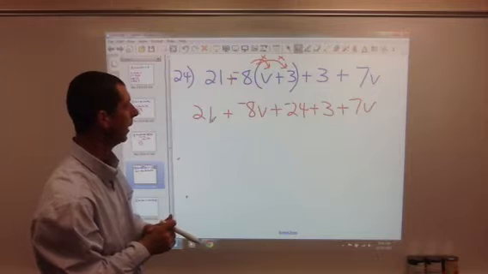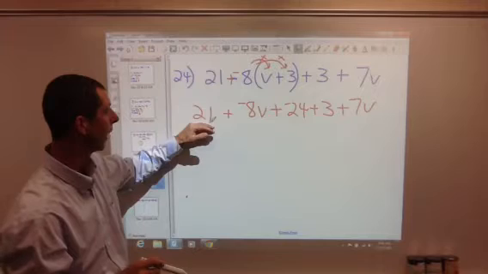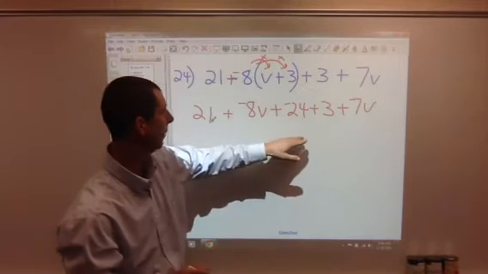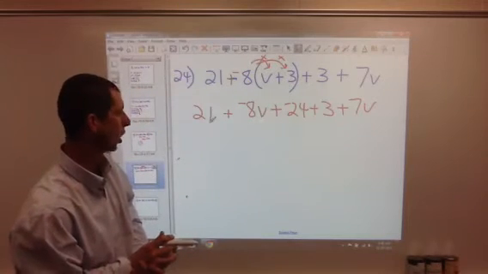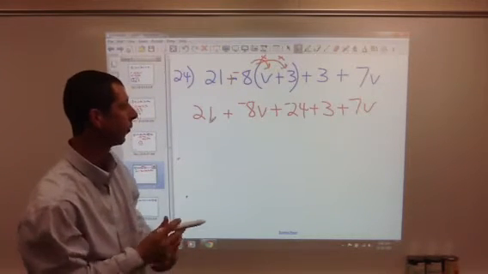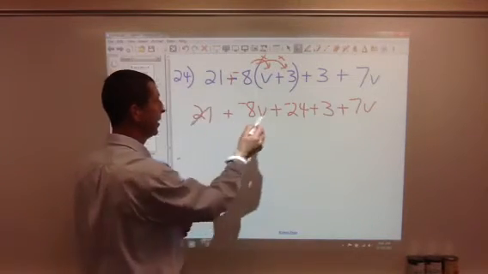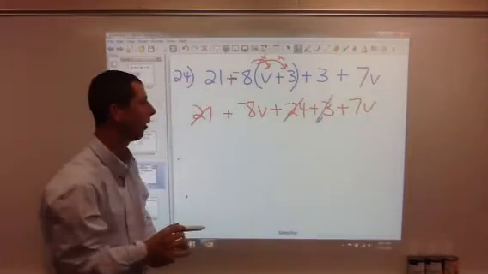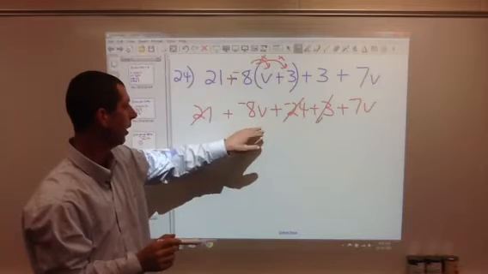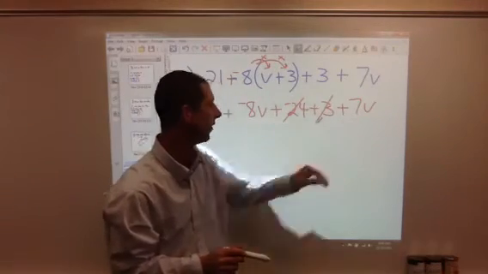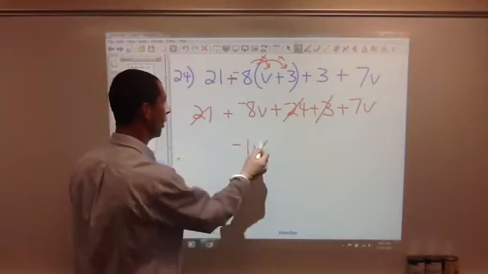What I'll do here is I'll start with my 21. 21 plus negative 24 is going to be negative 3, and negative 3 plus 3 is 0. So I have nothing. When I add these up here, they cancel one another out. There's nothing left there. So now if I work off of my variables here, negative 8v and 7v are like terms. I can put those together. They come out to negative 1v.